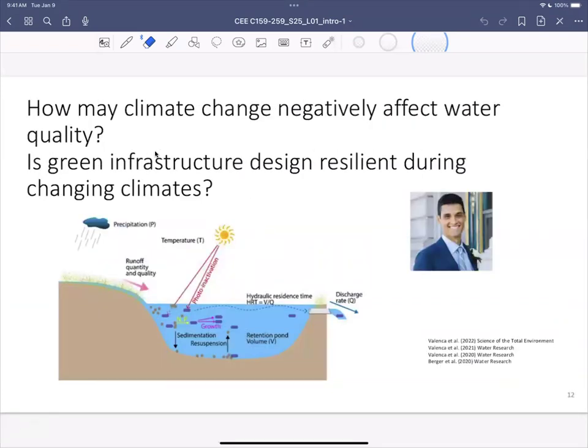Also, on the side, we look at how climate change can negatively affect water quality, so that we can design green infrastructures to alleviate the negative impact of climate change. And we also look at how climate extremes like drying and extreme rainfall can affect green infrastructure functions, so that we can redesign it in such a way that we can accommodate those climates and still continue to have the green infrastructure functions.